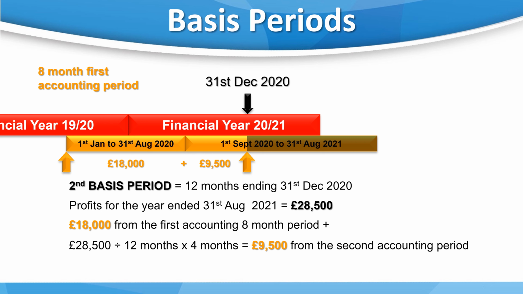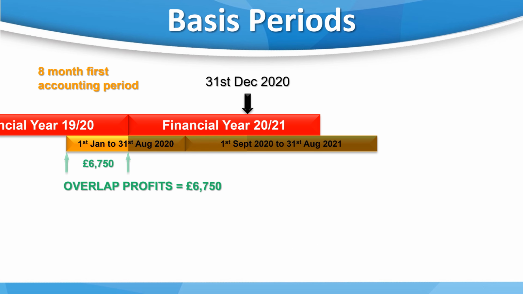The total is therefore £27,500. As before, there will be overlap profits. And this time it's for the period the 1st of January 2020 to the 5th of April 2020, which is £6,750, the amount we calculated for the first basis period.